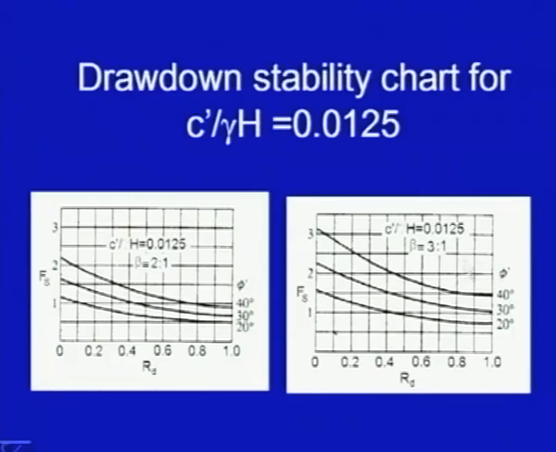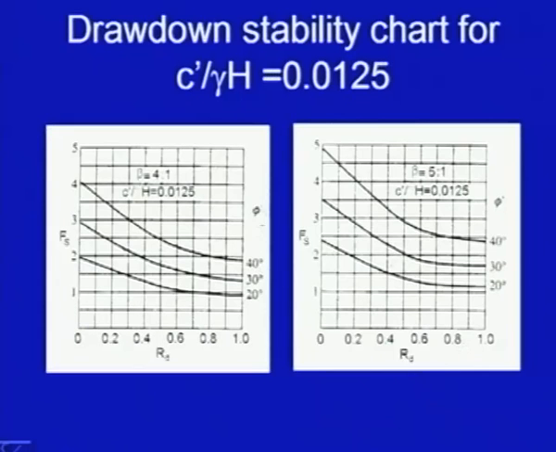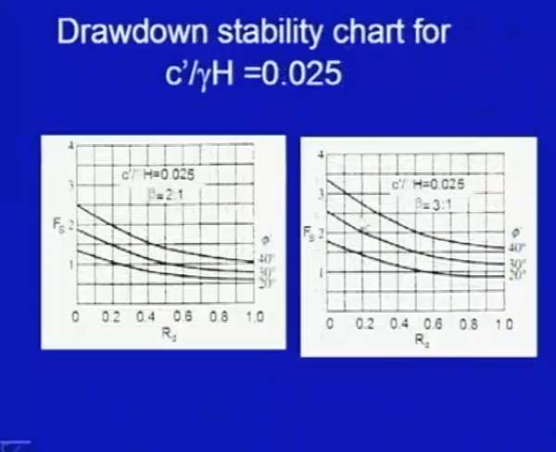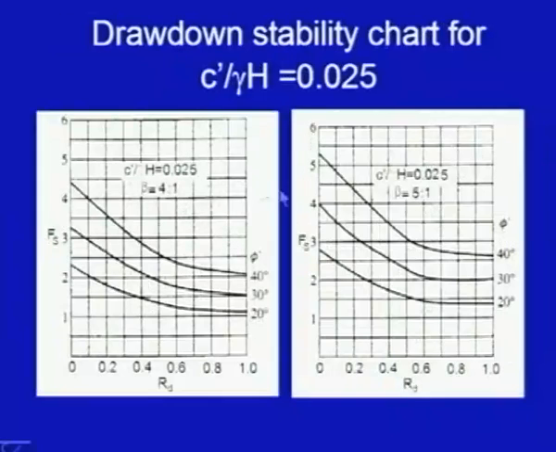Similarly, this is the chart for beta equal to 3 horizontal and 1 vertical slope. This is the chart for beta equal to 4:1. This is the chart for beta equal to 5:1. So, all these were having the number C dash upon gamma h equal to 0.0125. Similarly, the charts for different slopes have been produced for these values. C dash upon gamma h is equal to 0.025 for 2:1, 3:1, 4:1 and 5:1.